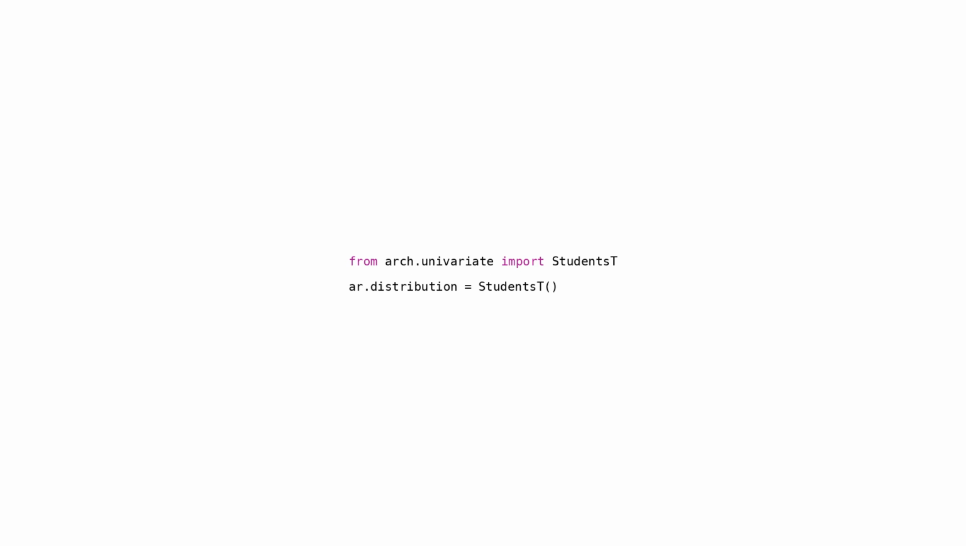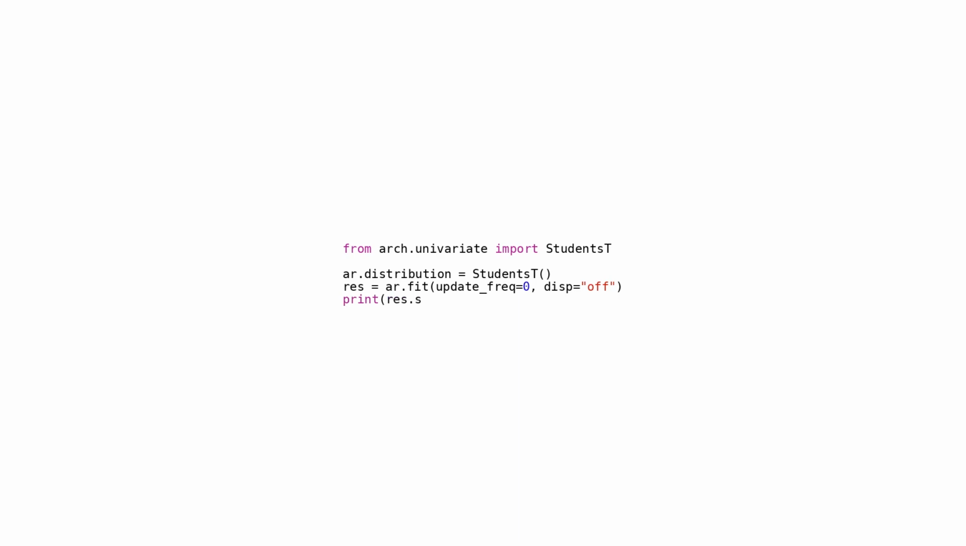3. It fits the student's t-distribution to the data using the fit method with parameters update_freq=0 to avoid progress updates and disp=off to disable display output during fitting. 4. Lastly, it displays a summary of the fitting results using res.summary. This code is utilized to determine the parameters of a student's t-distribution that best describe the given data. This is commonly applied in financial modeling and risk analysis to accommodate heavier tails and an increased probability of extreme events compared to a normal distribution.